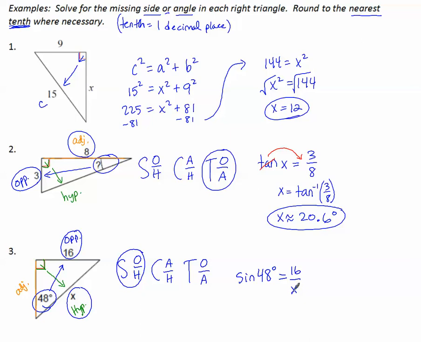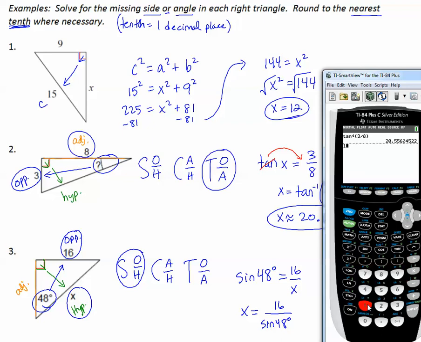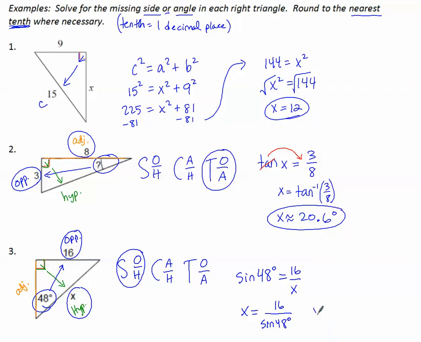Remember that when x is in the denominator, we divide. Denominator means divide. So do your interchanging, 16 over sine of 48 degrees, and now pull out your calculator. 16 divided by sine 48 equals, rounding to the nearest tenth, this is only a 3, so this stays a 5, 21.5. So x is approximately 21.5. I don't write degrees because x is a side, not an angle, like in the previous example.